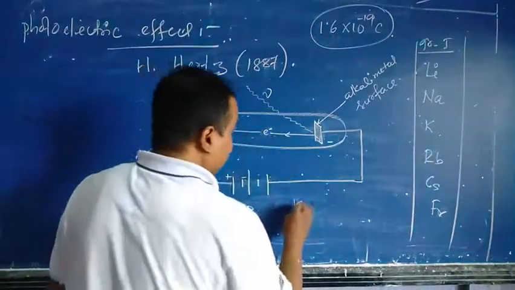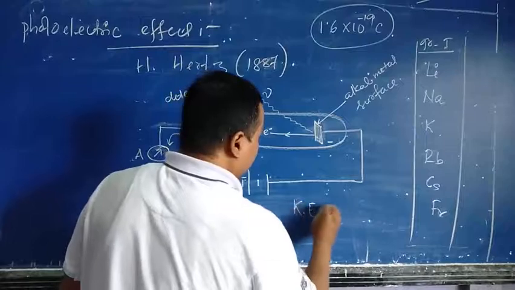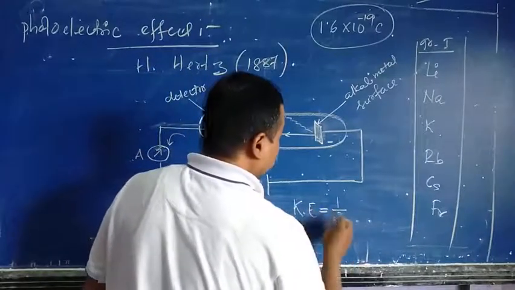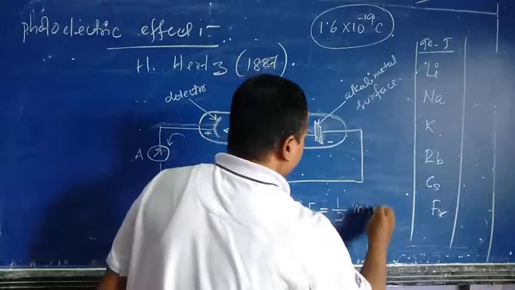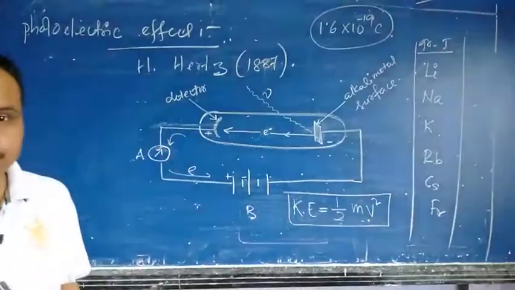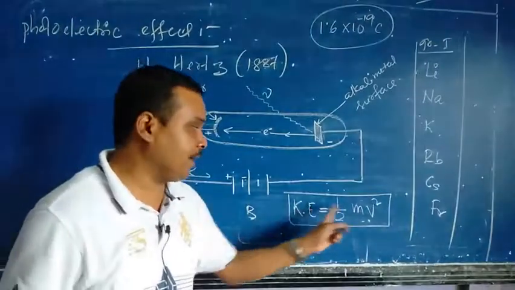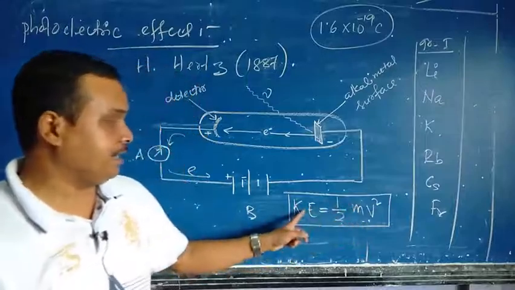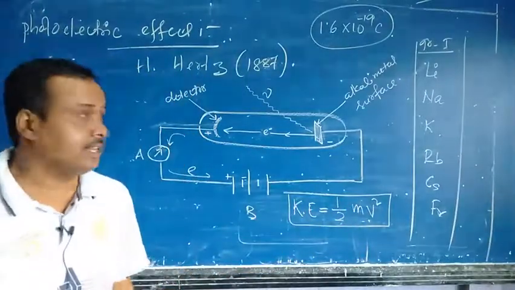ये ejected इलेक्ट्रॉन का definite क्या होगा? Kinetic energy होगा. What is the relation to find out kinetic energy? Kinetic energy equals half mv squared. So this is the relation to find out kinetic energy. So kinetic energy of a particle depends on velocity. When velocity of the particle increases, then kinetic energy of the particle also increases.